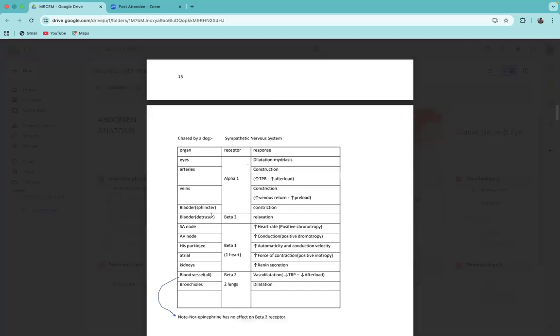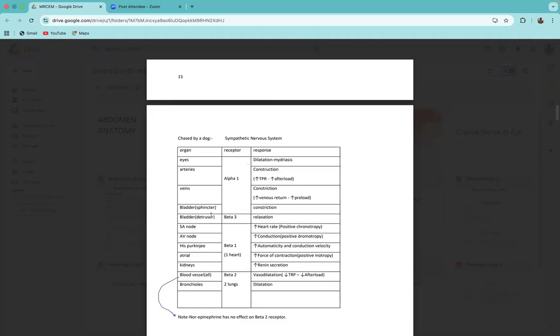In case of the bladder sphincter, the sphincter will be constricted, so there will be no urination from the bladder. And the detrusor muscle will also get relaxed, so that will also not aid in contraction and urination.